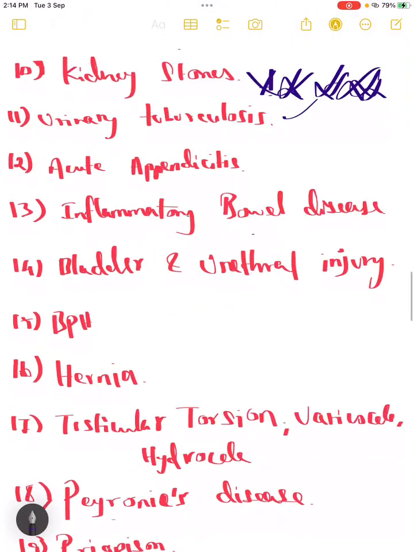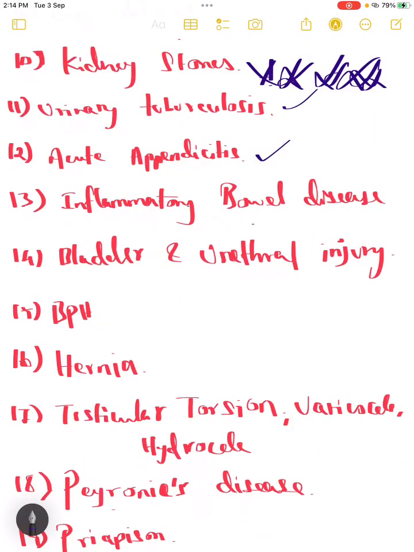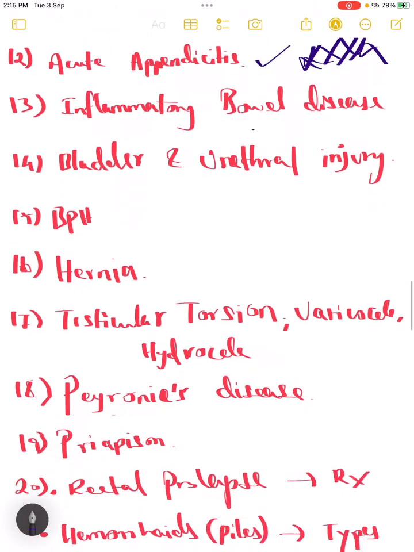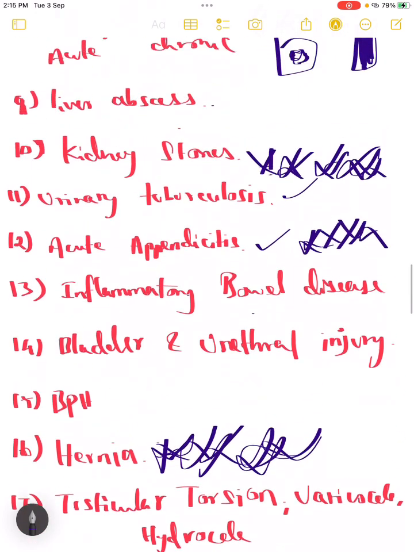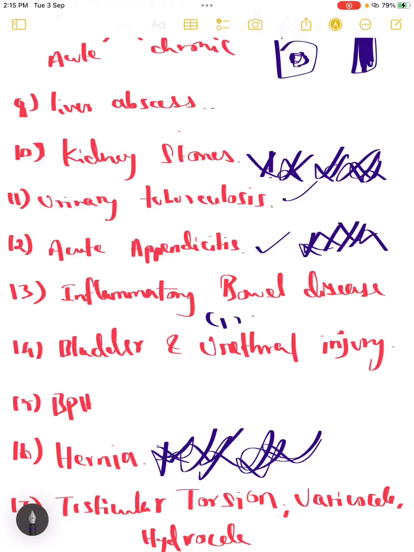Then acute appendicitis. Appendicitis is a 20-star question topic, so don't lose the appendicitis topic from adult surgery, it is very important. Then hernia is also very important, like appendicitis. So 20-star question. Then inflammatory bowel disease, definitely you know Crohn's and ulcerative colitis.